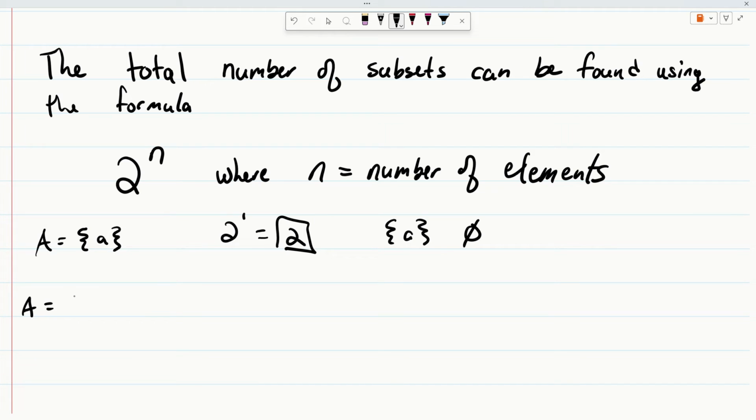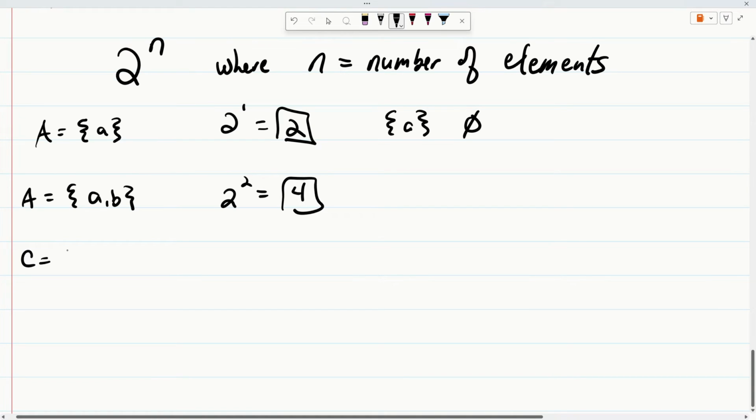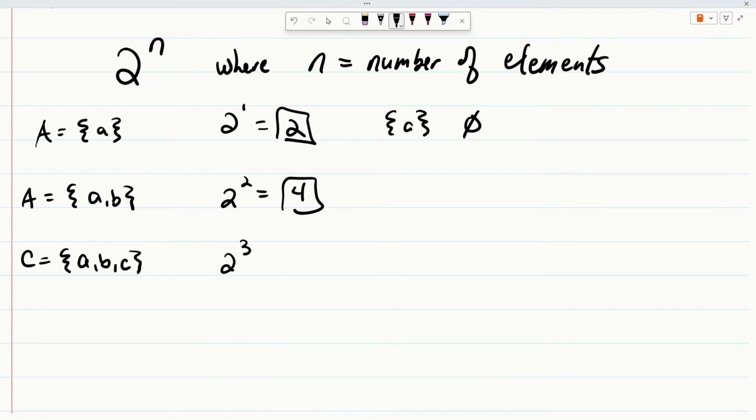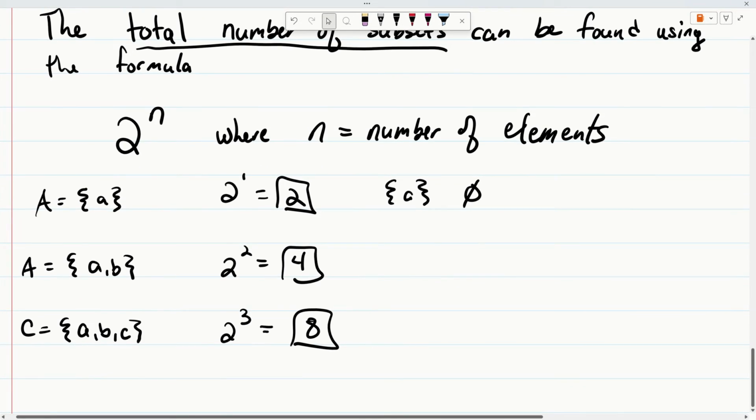Then with the second example, we have 2 elements, so we found 4 subsets. With the third example, we have 3 elements, 2 to the third is 8. So we had 8 subsets. So you can use this formula to find the total number of subsets. All right.